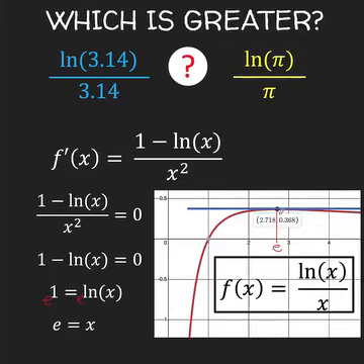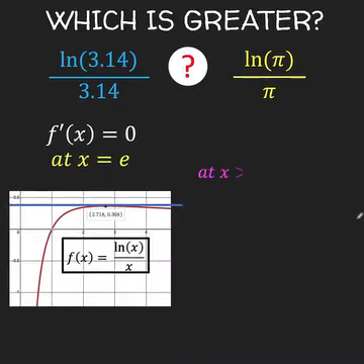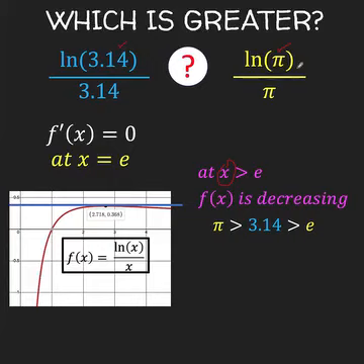So for any x value less than e, this function is increasing. For any value of x greater than e, the function is decreasing. So let's take note of that observation. So we now say that at x greater than e, f of x is decreasing. Now, our x values that we are interested in are x equals 3.14 and x equals pi. And both of them are greater than e. Pi is greater than 3.14 and 3.14 is greater than e with an approximate value of 2.718. So that means these two x values are at the right side of e, where the function is decreasing.